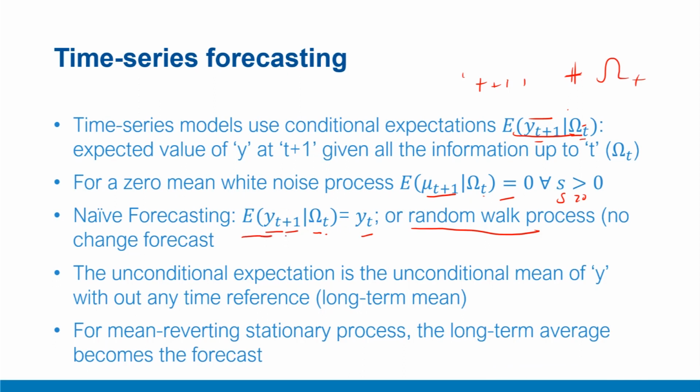So the conditional expectation of the series y at time t plus 1, given all the information and values known at time t, is nothing but the value at time t itself, which is y t. This is also called a no change forecast because we assume that the best estimate of the future value is today's value itself. There is another set of processes which are mean reverting, which are expected to revert to their long-term mean, and in that case the unconditional expectation of the mean of y is taken as the forecast, a sort of long-term mean.